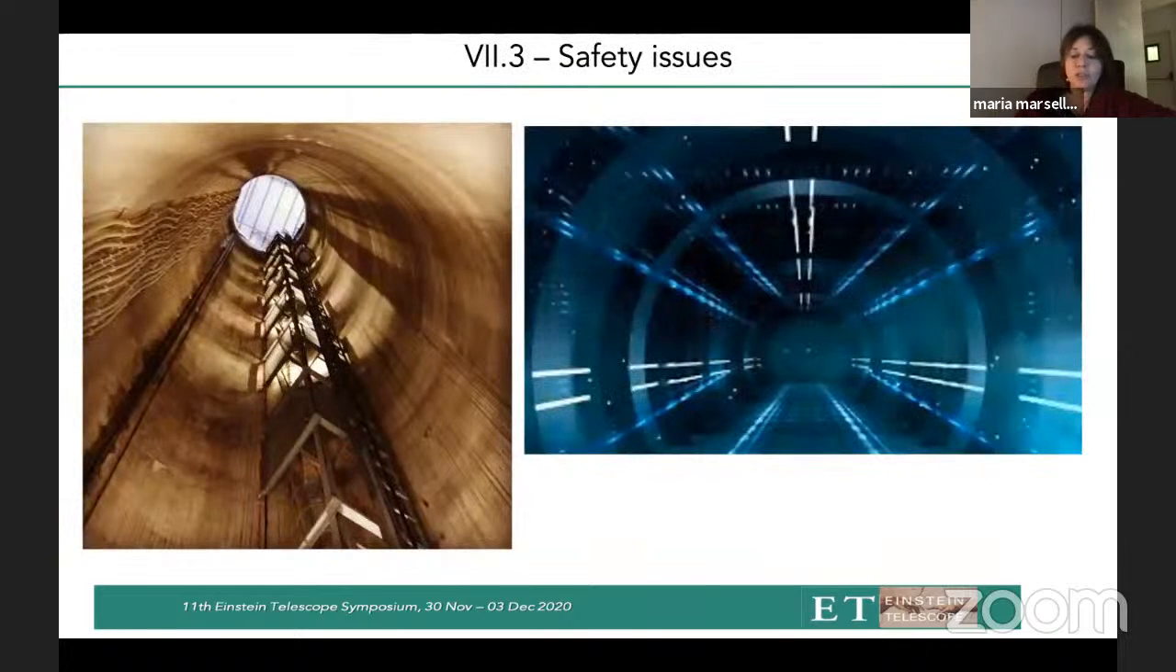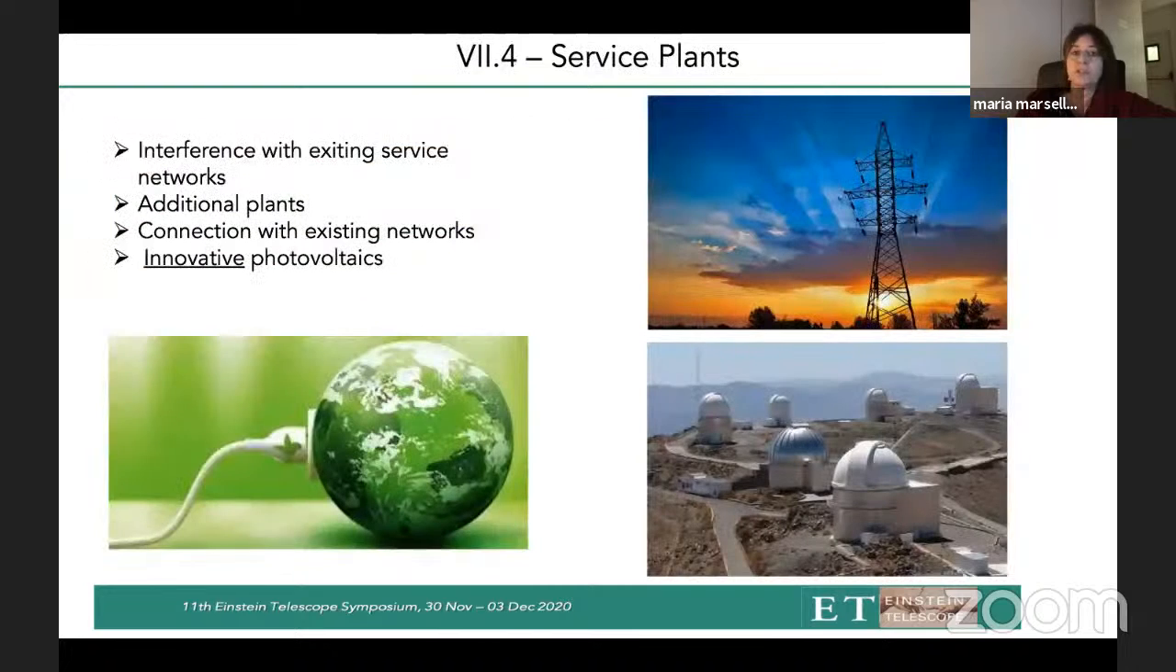On the safety issue, we also involve experts that will help us identify the right materials and the right solutions for reducing risk in the lab, in the tunnel underground, but also on the surface.